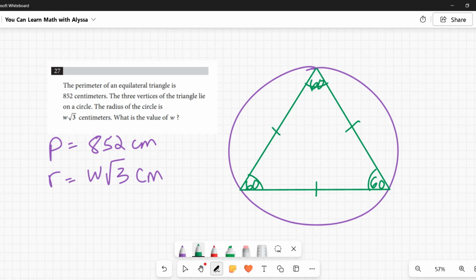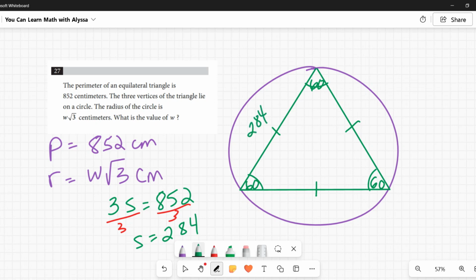It comes up a lot. Okay, so I have this triangle. Do I know anything else about it? Well, I know its perimeter is 852. Because of that, I can figure out the length of each side. All three sides are the same, so 3 times the length of one side would be 852. To solve for s, s is being multiplied by 3, so I want to undo that. I want to divide by 3. So I get that s is equal to 284. So 284 centimeters is the length of each side. Okay, that's good to know.